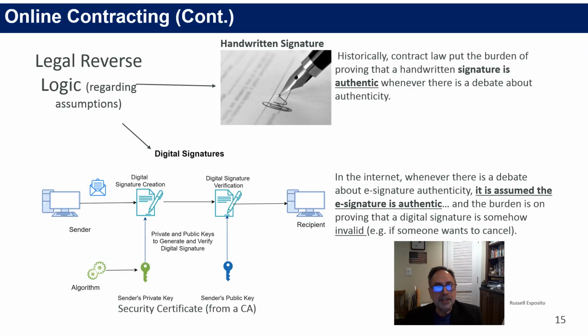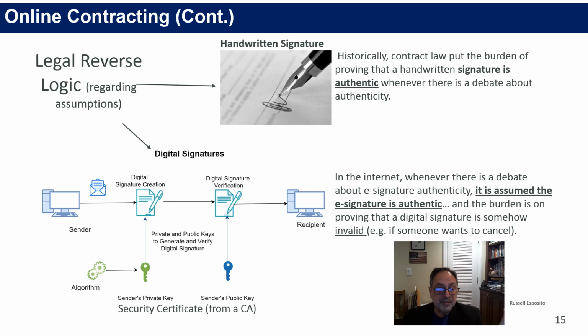So this slide speaks to legal reverse logic. It's opposite logic, let's say. On a handwritten signature, there's no assumption when you see a handwritten signature that it's authentic. The burden of proof is on the person who signed it to prove that it's his or her signature. With electronic signature, I say it's legal reverse logic regarding these assumptions, because with the electronic signature, the assumption is the electronic signature is authentic. So handwritten signature, the assumption is it's not necessarily authentic. The signer has to prove it's his or her signature. With an e-signature, the assumption is the reverse. It's assumed that it is authentic.